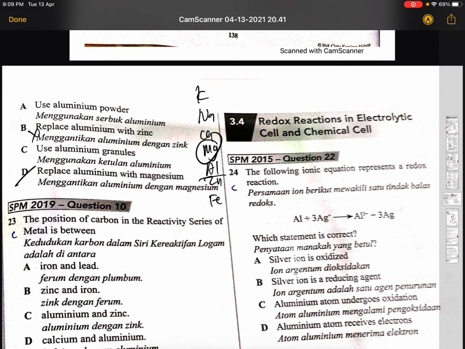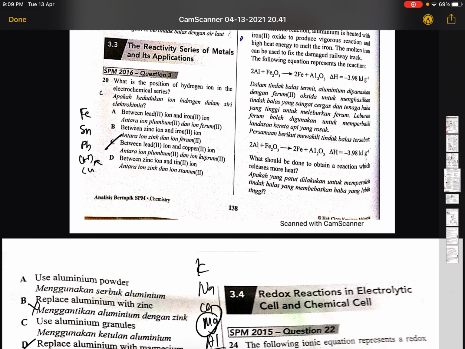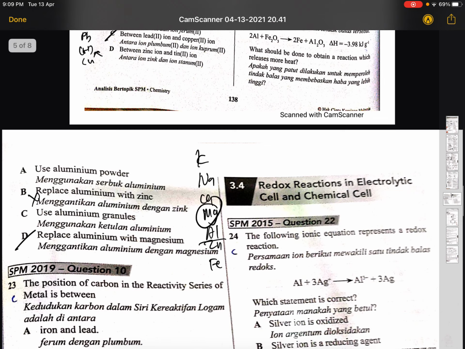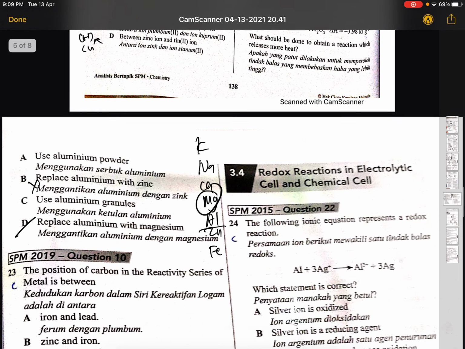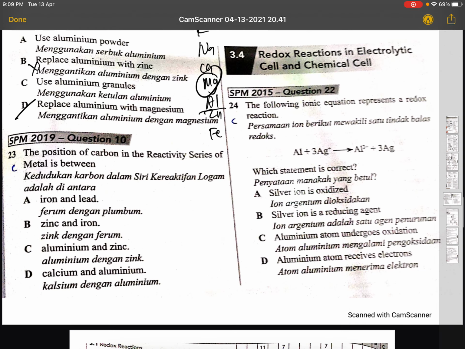So B is definitely wrong. Aluminium powder and aluminium granules, they are almost the same thing. So if they're both the same thing and we only have one correct answer, are you sure they're both correct? I mean, that's how I would think of it. But in my opinion, it wouldn't actually make the reaction release more heat. It's more of the reaction becomes faster, so it doesn't do much. You have to change it with magnesium for it to become more vigorous, with more heat.